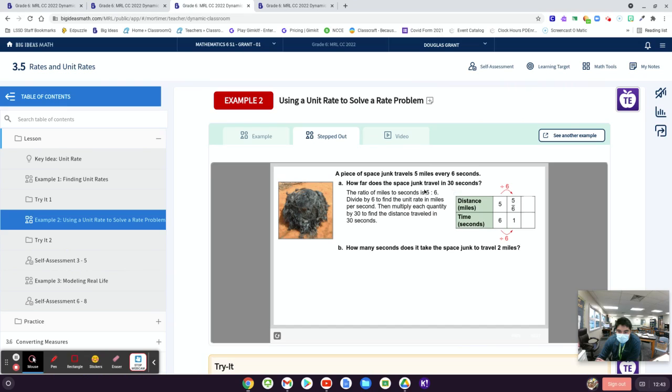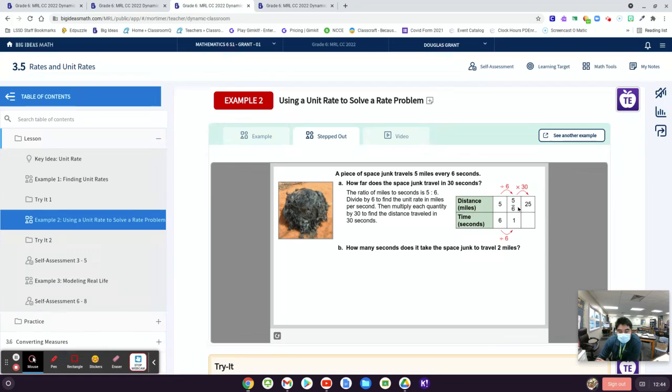Now to answer this question, to figure out how far the space junk travels in 30 seconds, well, we could use this ratio, which I would probably do. You could also use the unit ratio as well. When you use the unit ratio, we're going to go from 1 to 30. So we're going to multiply both of these numbers by 30.